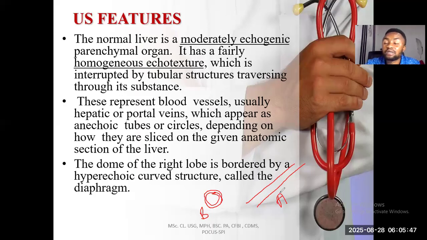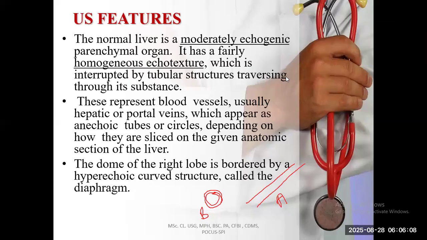When you are standing on transverse, how are you going to see the portal veins, not just the portal vein, the tubular structures? When you see it as A, is it sagittal or transverse? When you see it as B, sagittal or transverse? A is sag and B is trans.